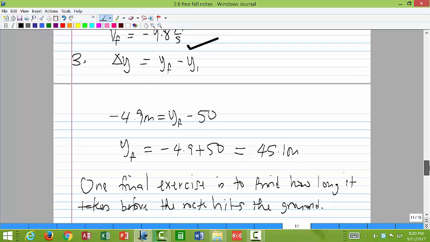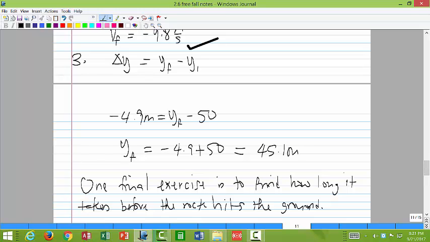Let's go next to delta y, the displacement. We can look at the final position after it has fallen for 1 second. It starts off with an initial position of 50 meters. After 1 second, it has fallen 4.9 meters. So this is the position y final. y final is equal to negative 4.9 plus 50, since the initial position is 50. So y final minus y initial equals negative 4.9, and we're looking for y final. The final position after falling for 4.9 meters is 45.1 meters. So it's still high up there. It's at the 45 meter mark.